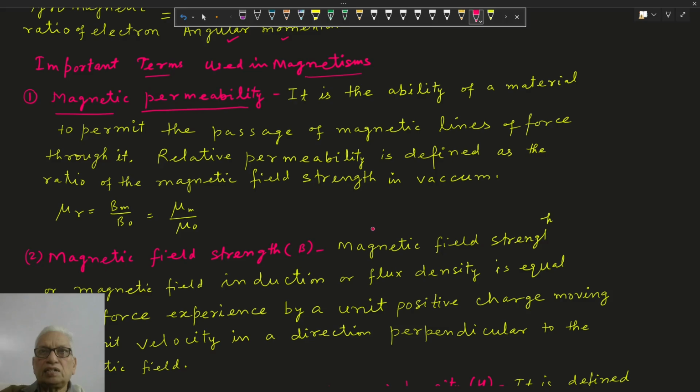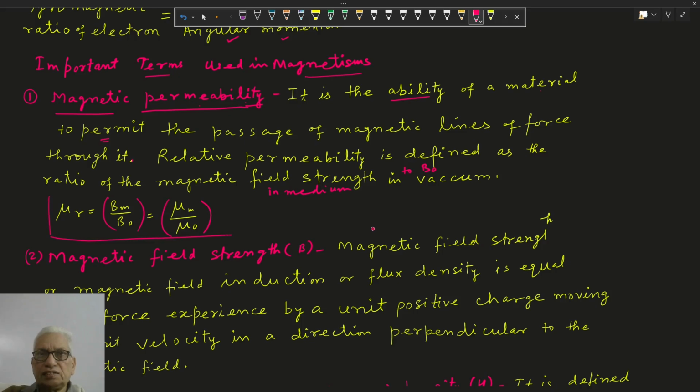First is say magnetic permeability. This is the property of a magnetic material medium. It is the ability of a material to permit, to allow the passage of magnetic lines of force passing it. Relative permeability is defined as the ratio of magnetic field strength in medium to magnetic field in vacuum. So magnetic field in medium upon magnetic field in vacuum, ये सेम रेशियो मिलेगा, permeability of the medium upon permeability of the vacuum, h and I cancel हो जाएगा.